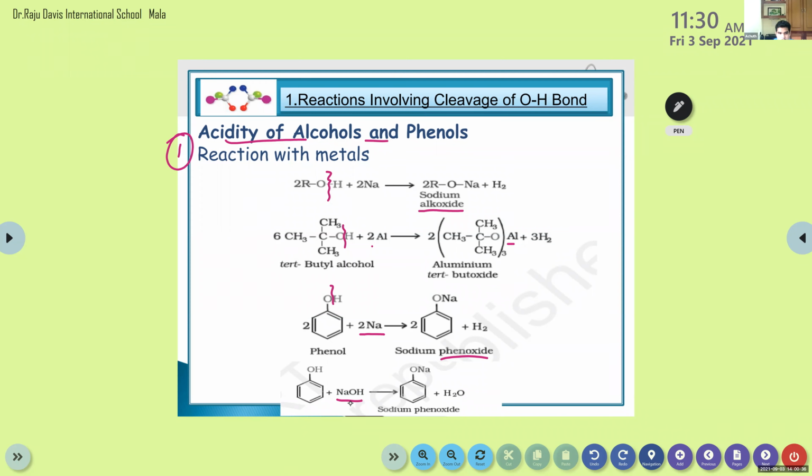Can you explain why it is called tertiary butyl alcohol? Tertiary butyl, right? Because this one is a tertiary group. Carbon with 3 substituents, carbon with 3 alkyl groups. Here the carbon is surrounded with 3 methyl groups. That's why it's tertiary butoxide. Clear? Yes.